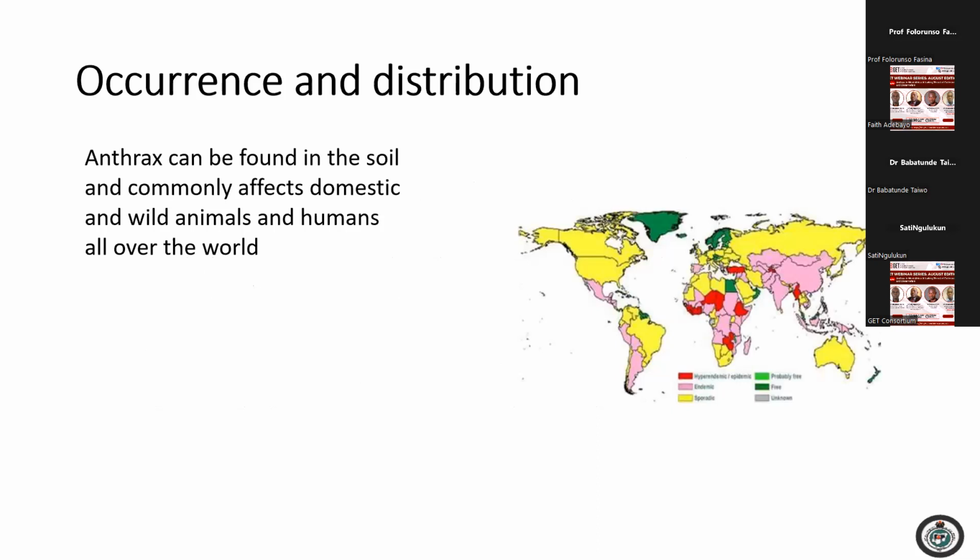Now, the occurrence and distribution of anthrax. Anthrax, as we all know, is a disease that is widely spread. It is almost everywhere in the world. You can see the map. This map is showing all the areas where we have anthrax.